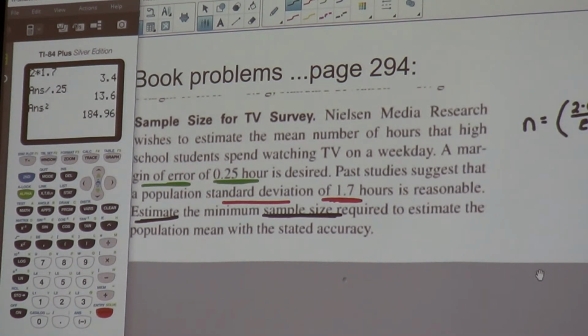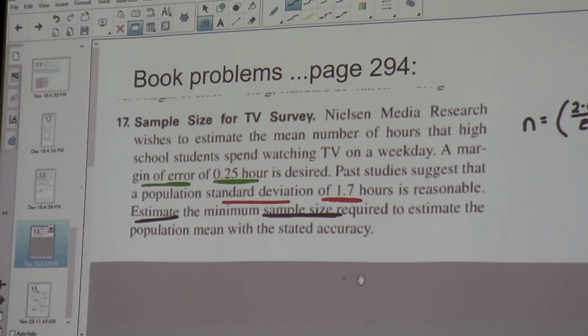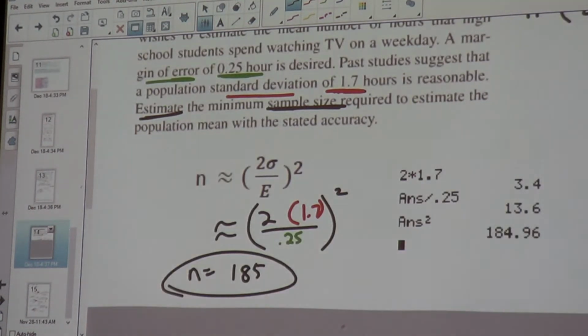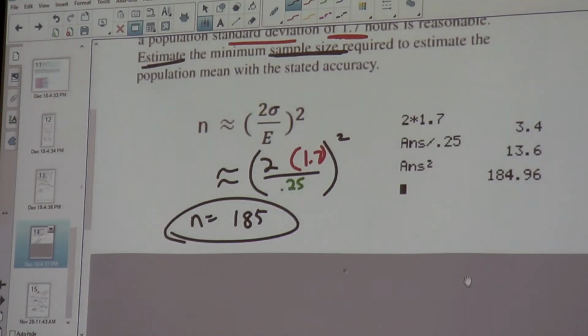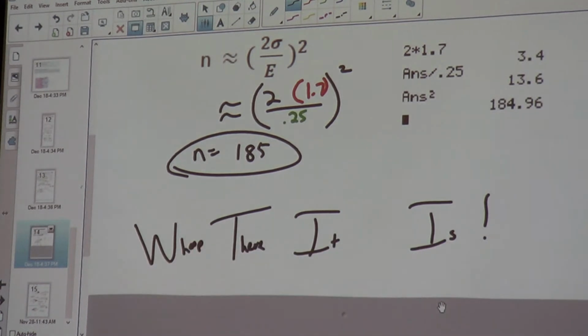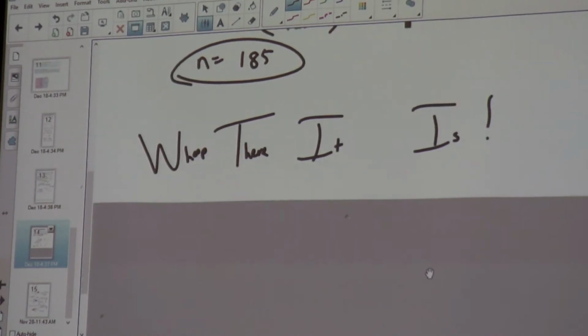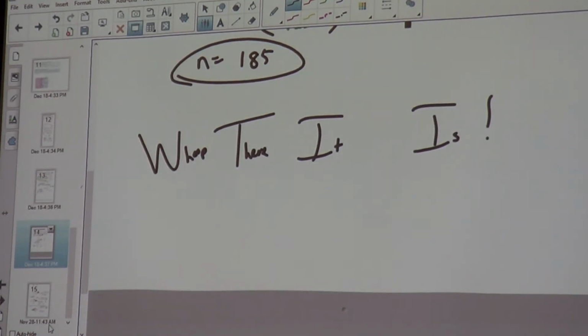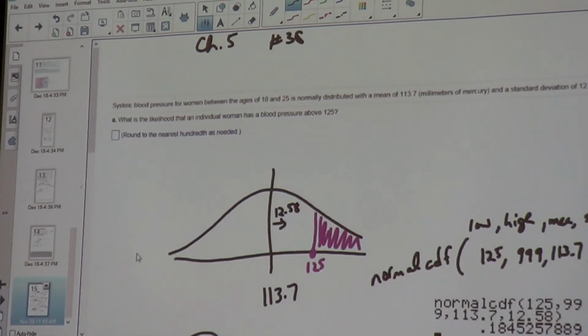Now, am I going to type in 184.96? No, because we're talking about people. What am I going to type in? 185. Now, there it is. I have given you all of my mathematical knowledge for 165. How does it feel?